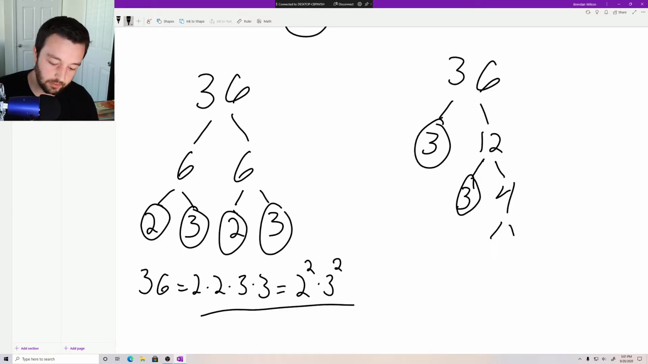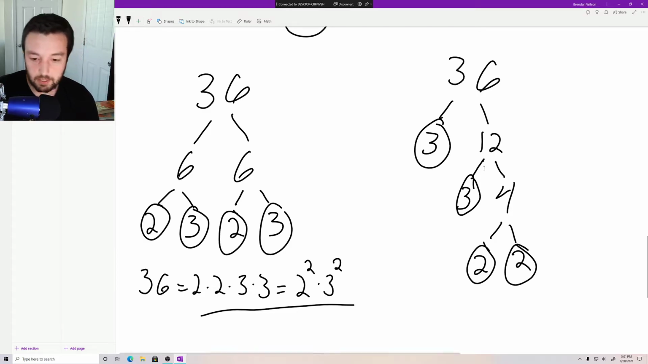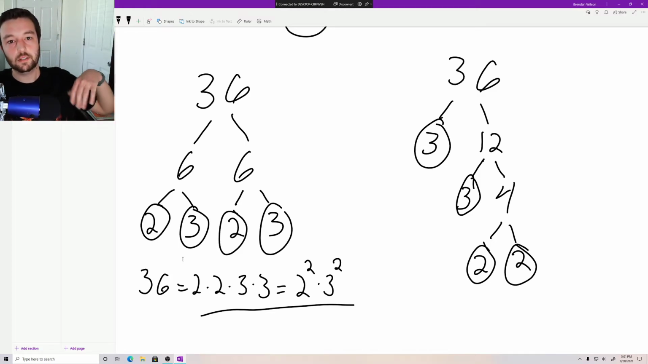So we got to break that down further. We can only break that down into 2 and 2. So there we go. All right. And we get the same thing that we got over there. Okay, 2 times 2 times 3 times 3. So it doesn't actually matter what your branches look like. These trees look completely different, but we end up with the same answer. Okay, as long as you're going until the number is broken down into prime numbers.